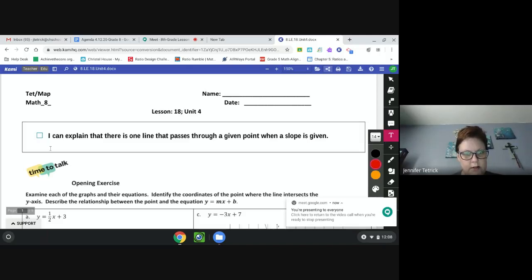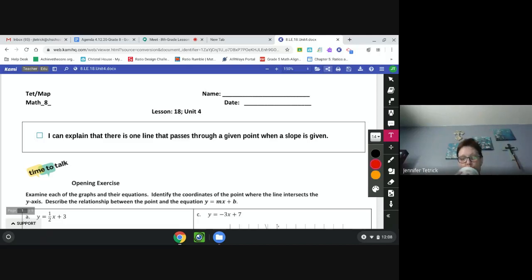Our learning target, read it for me. I can explain that there is one line that passes through a given point when a slope is given. Yep. So thank you very much, Gianna.